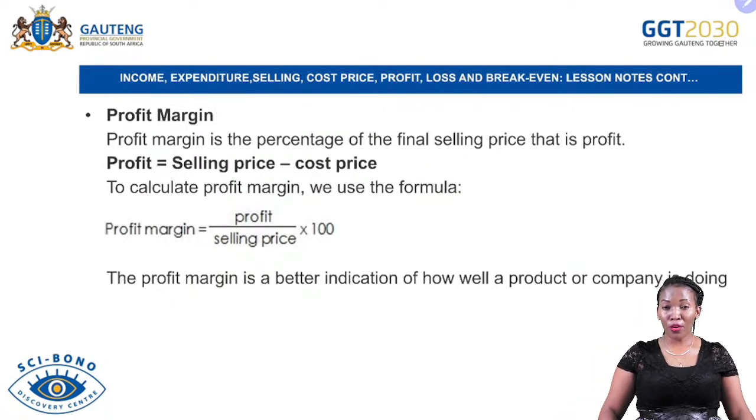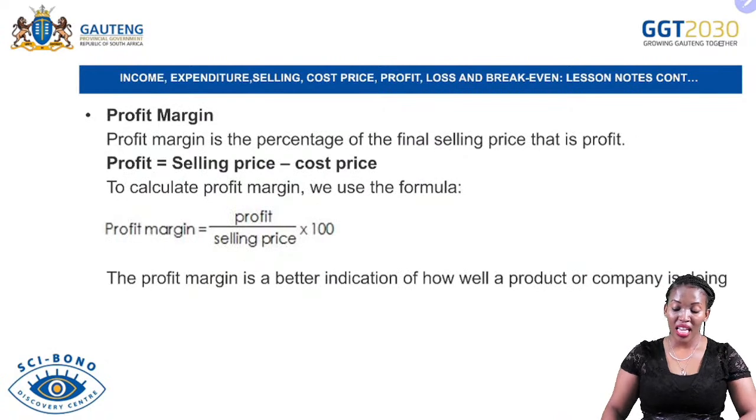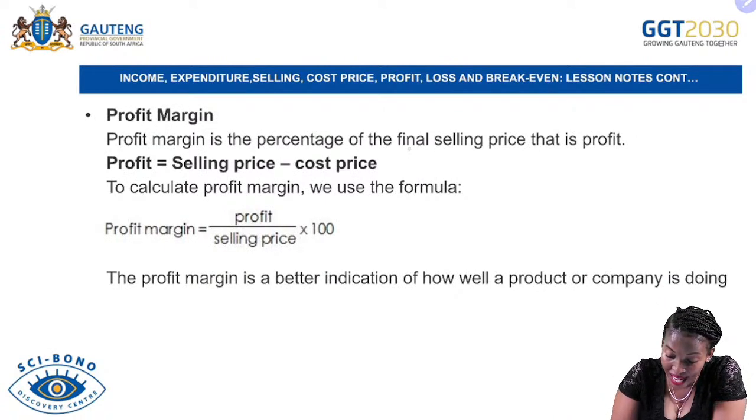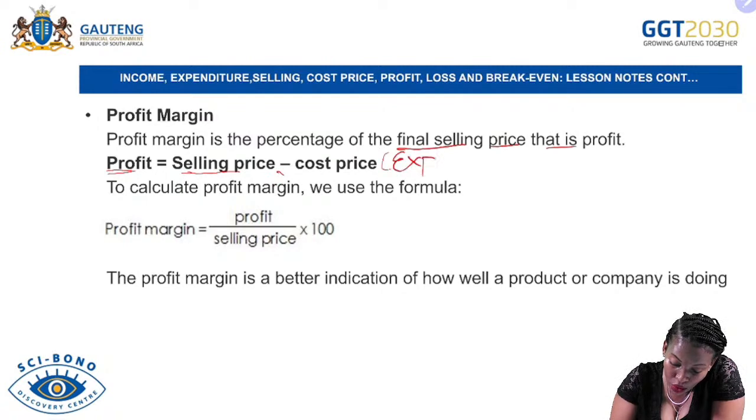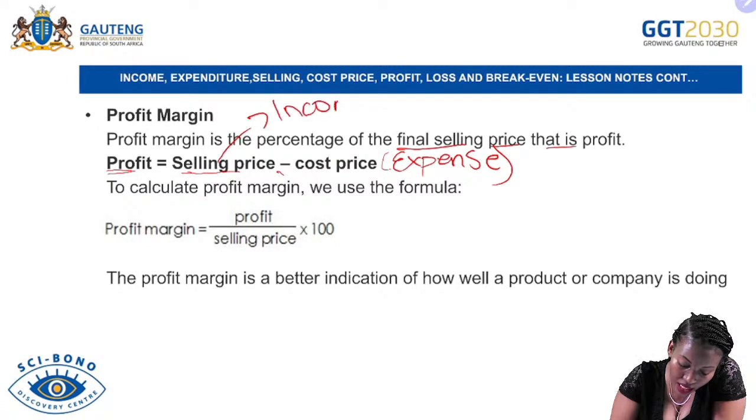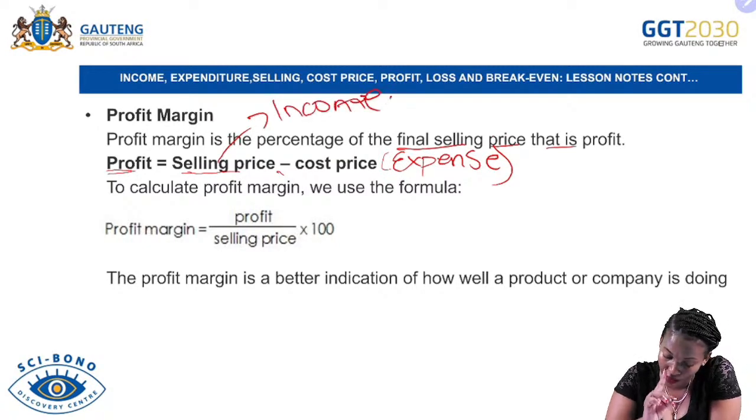And then we've got the profit margin. Guys, profit margin is the percentage of the final selling price that is profit. So to get the profit margin, you must first calculate your profit. We know that to obtain our profit, it is always the selling price or the income minus the cost price. The other word for cost price can be your expense, and the other word for selling price is income. So profit is your selling price minus your cost price.